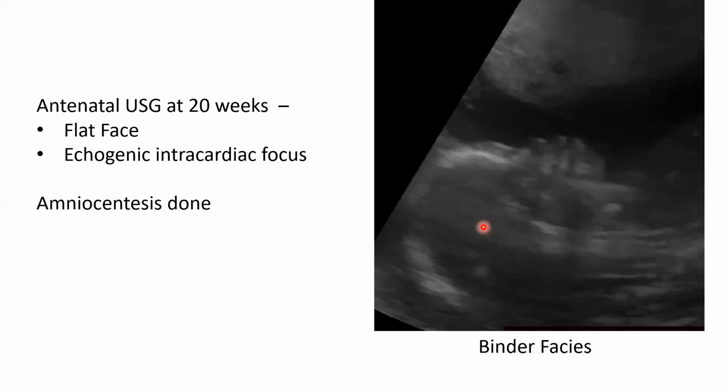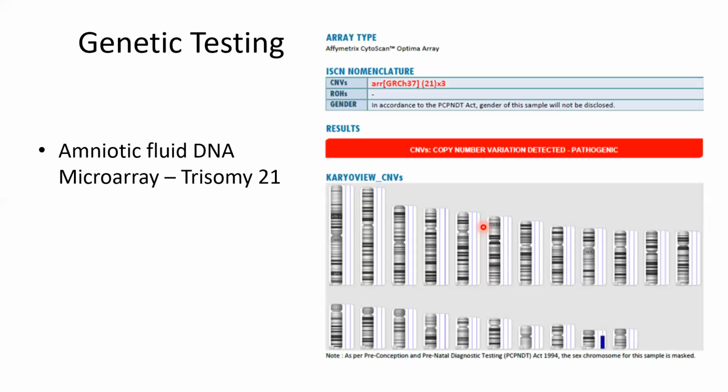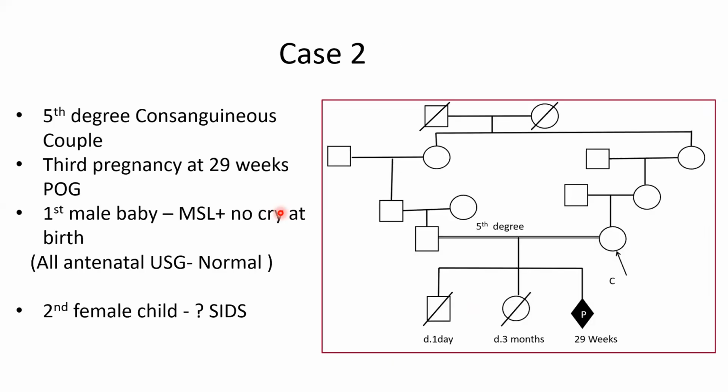And then amniotic fluid DNA microarray was advised, and that suggested trisomy 21. So this was the first case in which antenatally the scan detected flat face, and then DNA testing suggested trisomy 21. So this is our second family. Here, the fifth degree consanguineous couple.